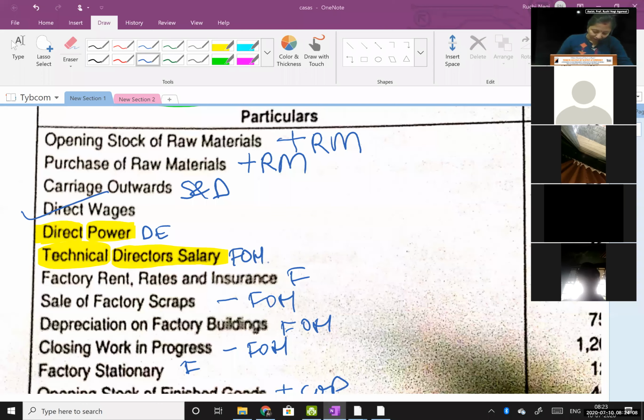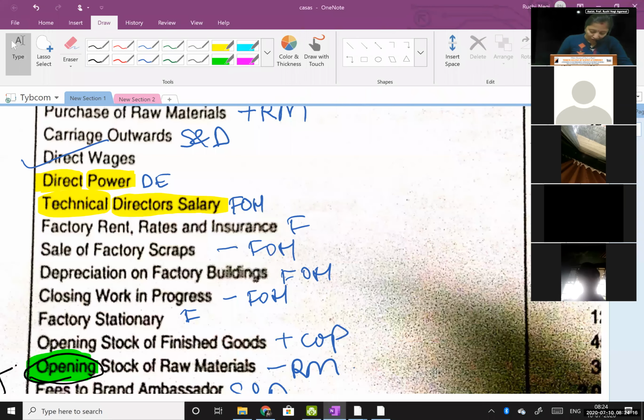Okay, fine. Next, factory rent rates and insurance. This will go to factory. Sale of factory scrap will be less from factory overheads. Depreciation on factory buildings, factory overheads. Closing WIP less from factory overheads. Factory stationery, obviously, will go to the factory. If it is only stationery, then it will go to office overheads.